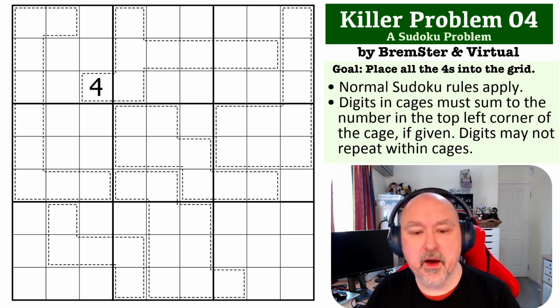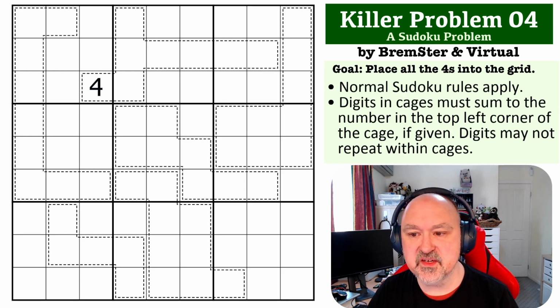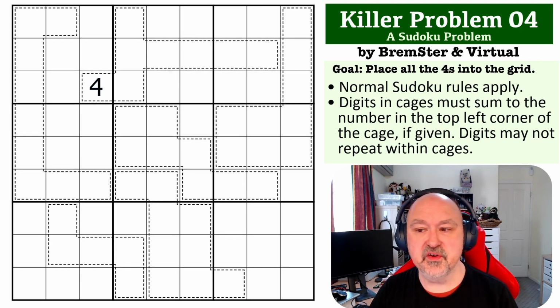Okay, so yeah, I always wanted to play around with different sorts of Sudoku problems, and this was one of the ideas that I tried to make work at the very beginning, and I couldn't, but Virtual was able to help me do this. So the goal being, of course, place all of the fours. Now, what we want to do is start with this four because it's the only one we've got.